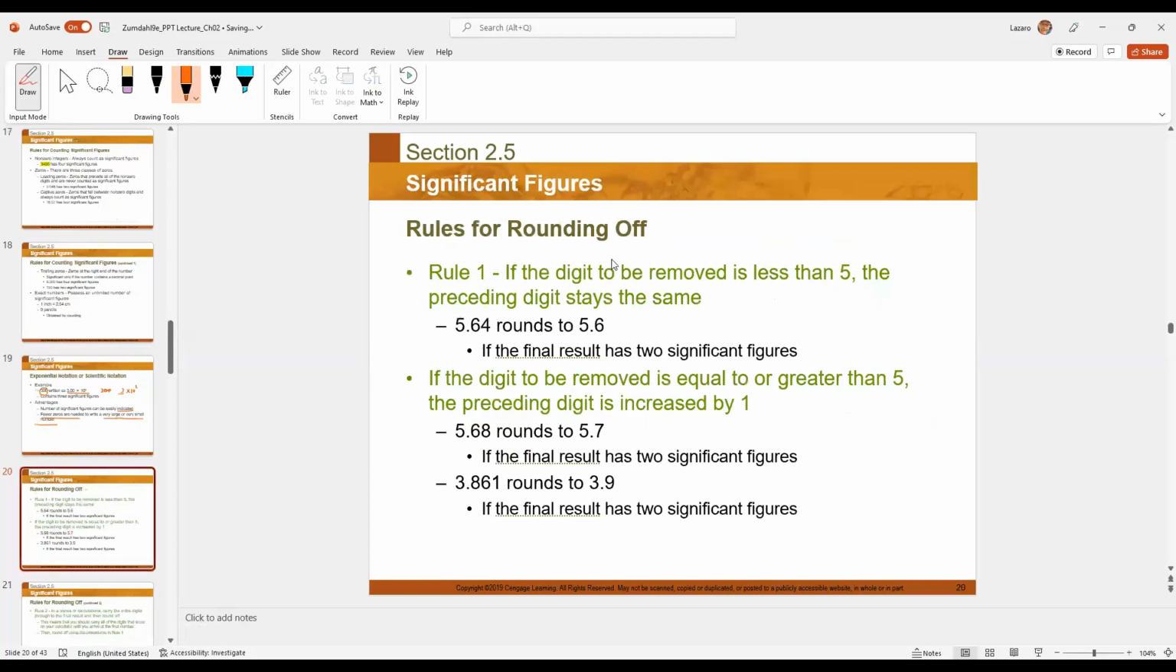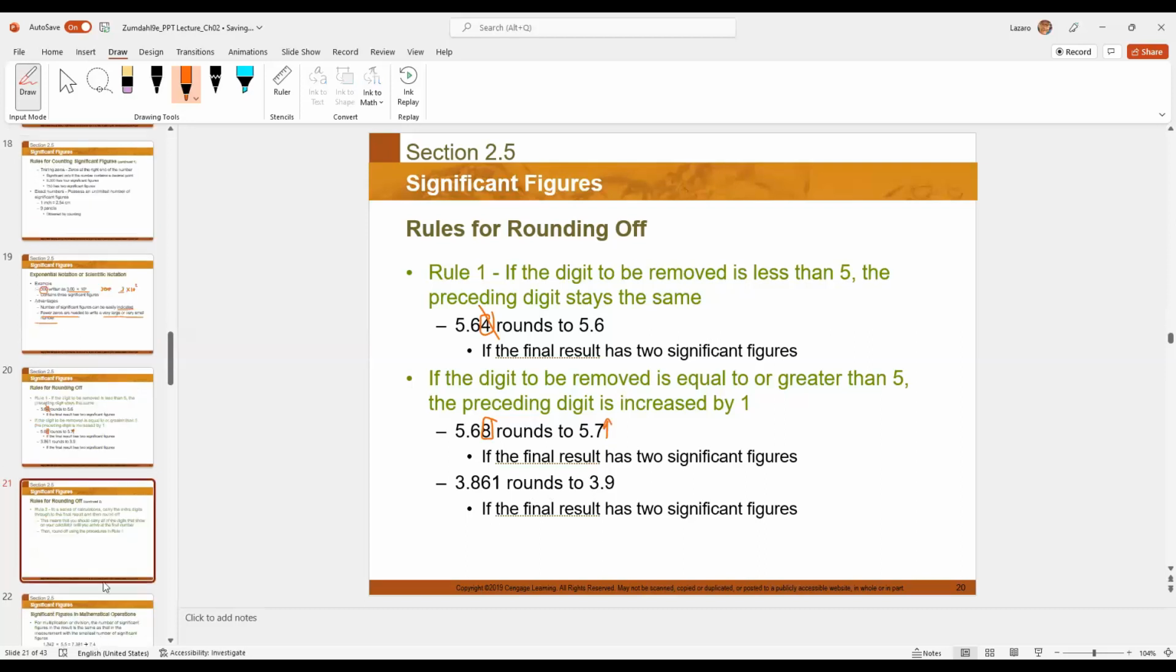What are the rules for rounding off? Well, this is the same thing as you have studied before. If the first number that you are going to skip is lower than 5, then you drop it. But if the number you're going to skip is higher than 5, then you round up. All right?